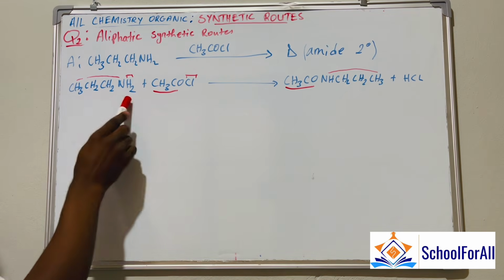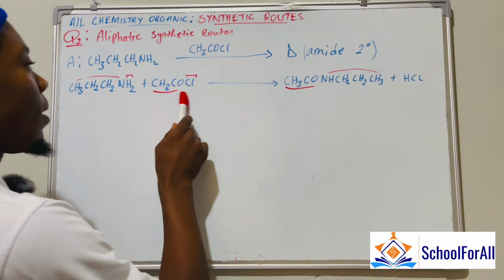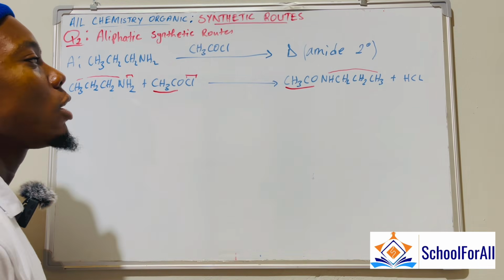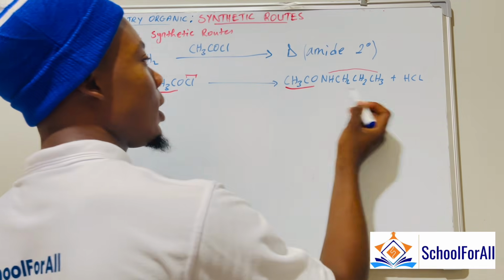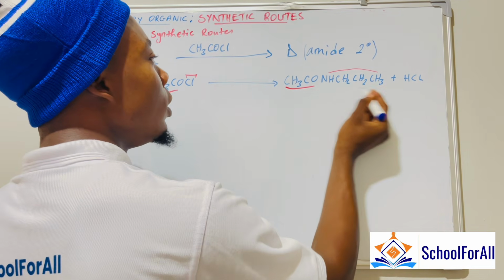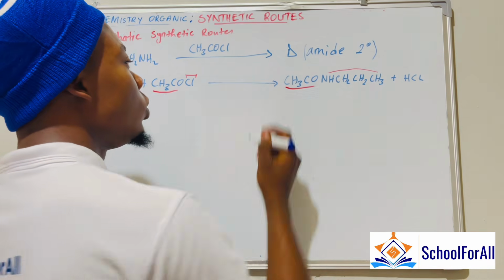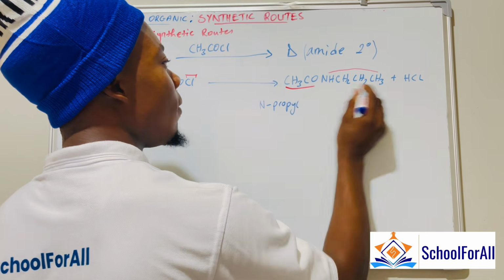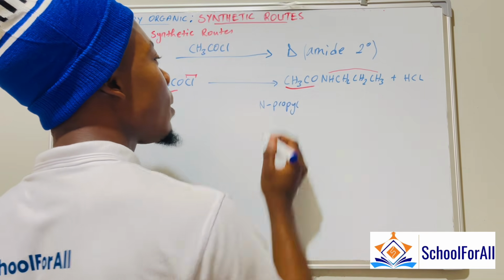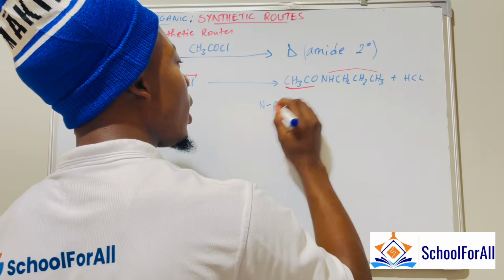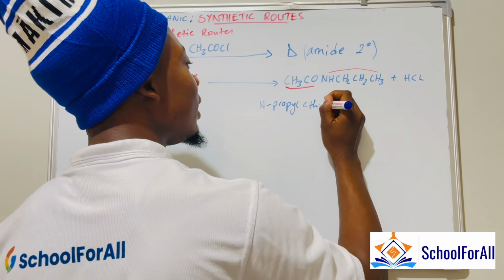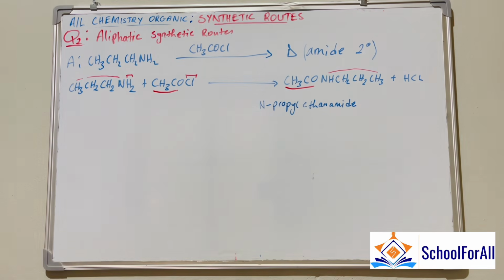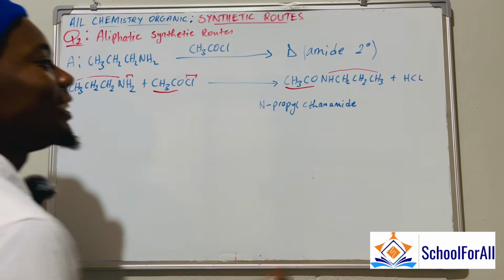So here I am having propylamine, and here I am having ethanoyl chloride. Now, what is the name of this compound that is formed? I name it just like esters. But now this alkyl group is attached to a nitrogen, so I will call it N-propyl. Propyl because I'm having 3 carbons here, and now because I'm having 2 carbons on this chain, I call it N-propyl ethanamide. So that is the name of my compound D.